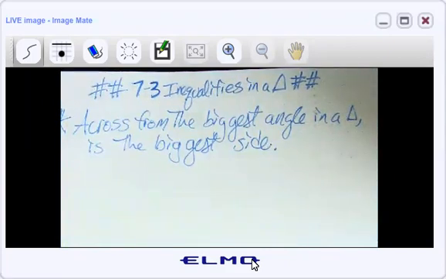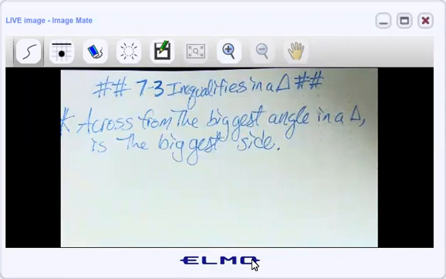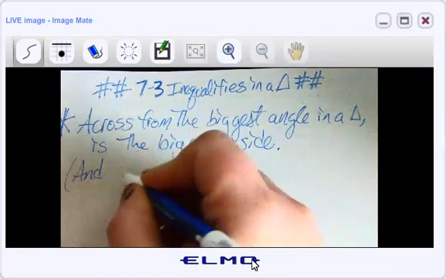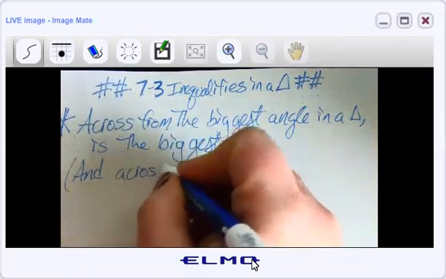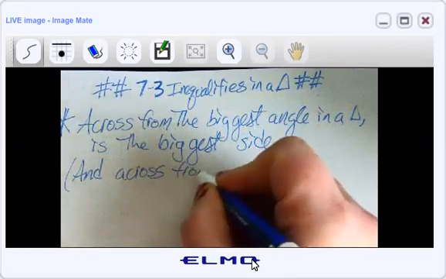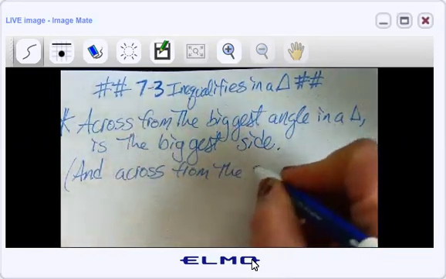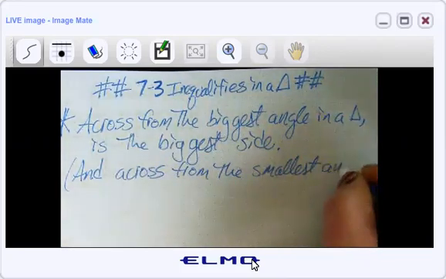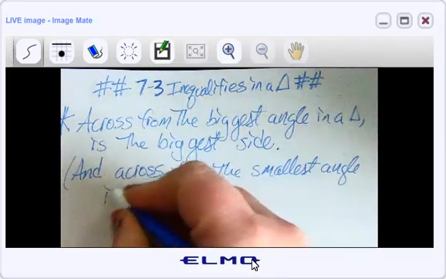Okay. It does also work the other way around. So if I had the smallest side or the smallest angle, across from that would be the smallest side. So I'll just add, and across from the smallest angle is the smallest side.